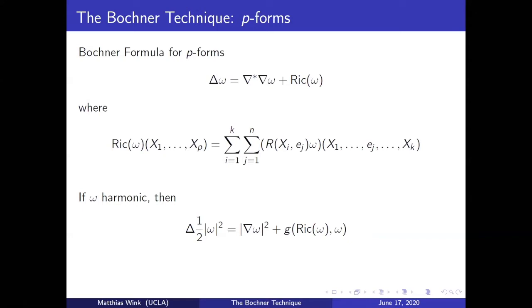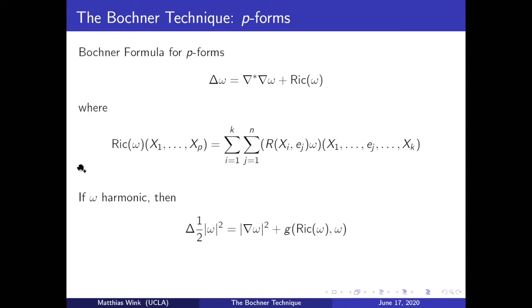What we want to keep in mind is that it really depends on the entire curvature tensor. It's not just the Ricci curvature anymore. It's a complicated expression. Okay, so we have a Bochner formula. The curvature term is more complicated, but it's of the same type as before. And again, we can play the same trick as before.